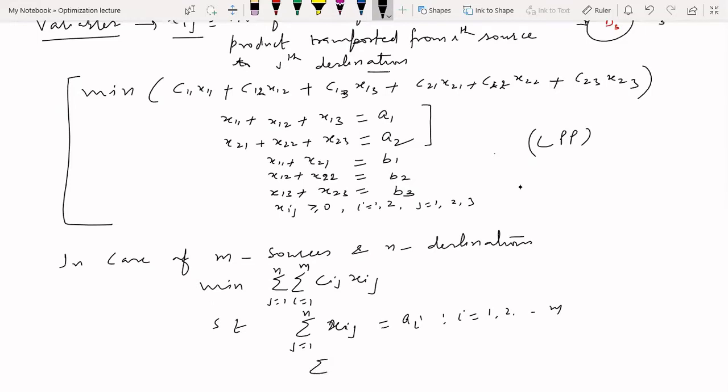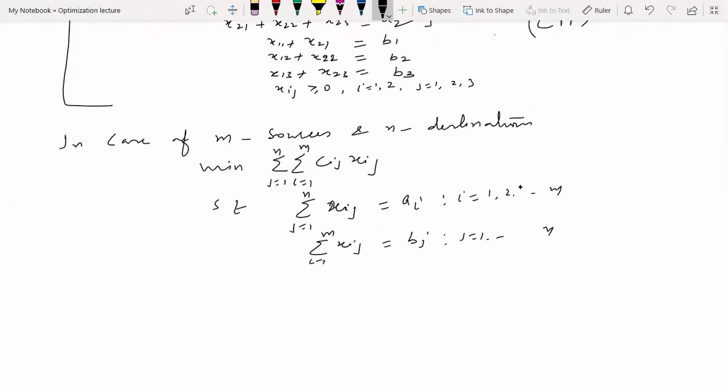Similarly, for the destination constraint, I have summation Xij equal to Bj for each j equal to 1 to n, and here the summation is taken over i equal to 1 to m. And my Xij are greater than or equal to 0. So this is my mathematical model for a general transportation problem where I have m sources and n destinations. This is my transportation model.